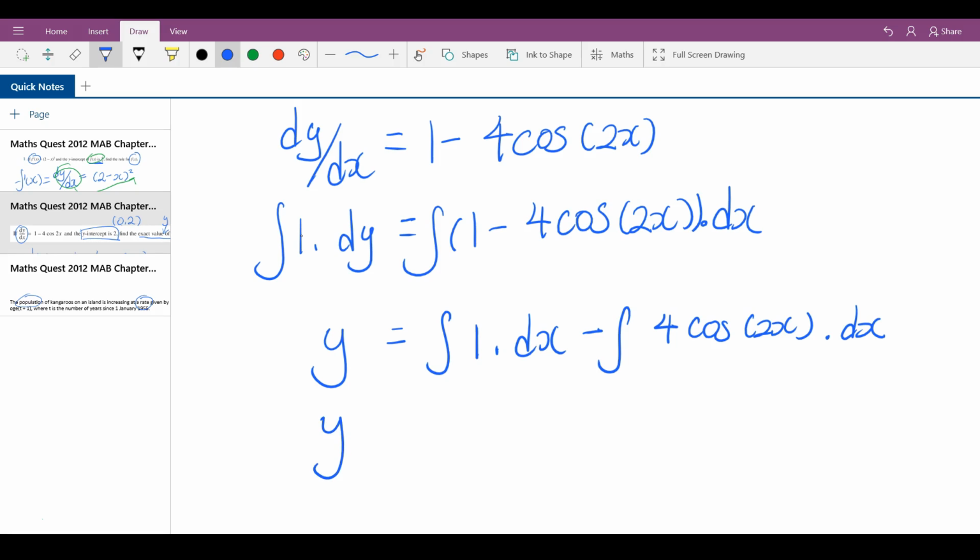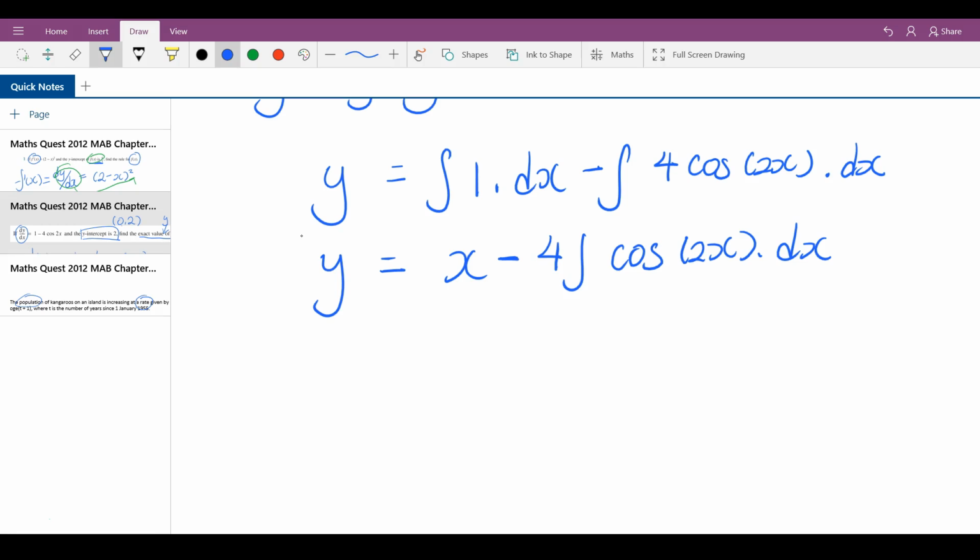Right? So y is equal to, now you're integrating a constant with respect to x, so you just get x. All right. Remember this minus sign here, very important. Now, when we integrate 4 cosine, we can take the 4 out, which is a constant, and just integrate cosine 2x. Okay, so let's keep going. So y is equal to x minus 4. Now, the integral of cosine is sine, right?